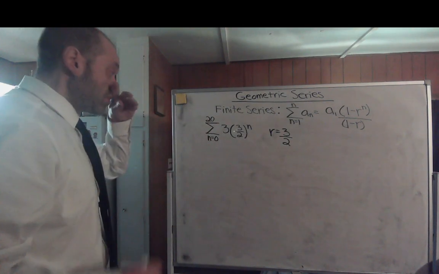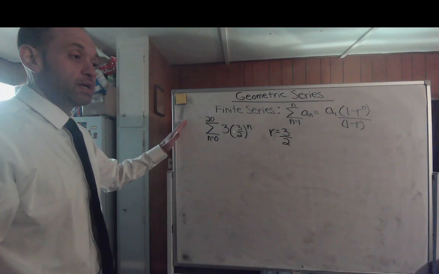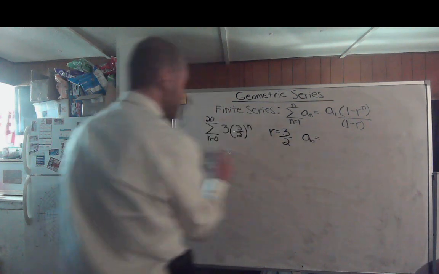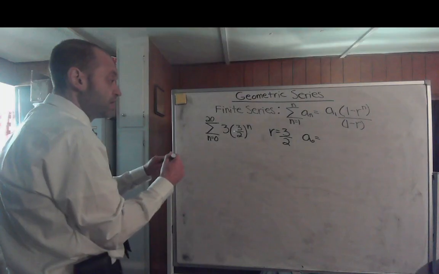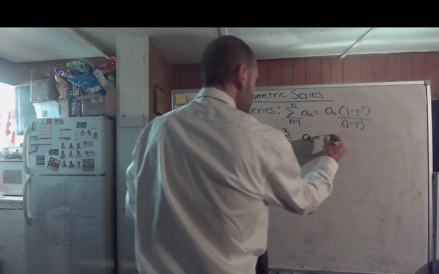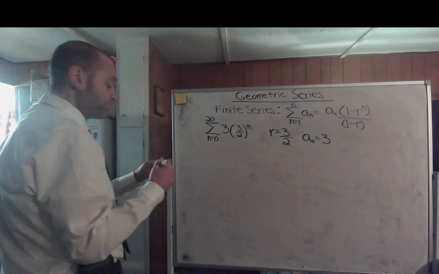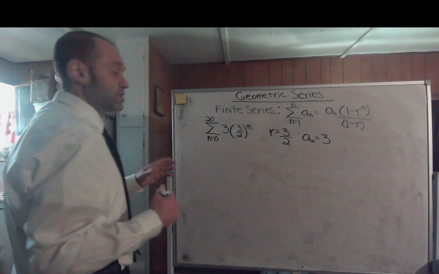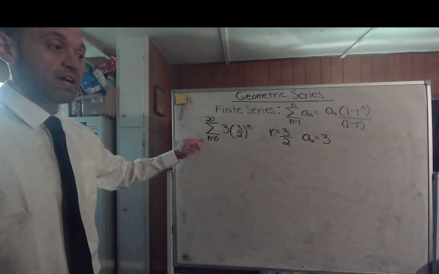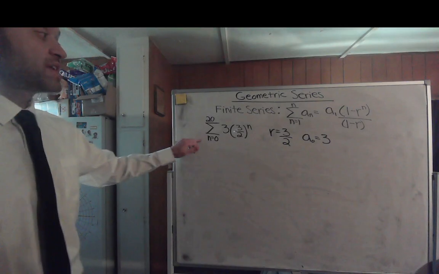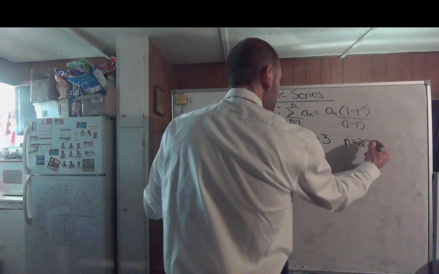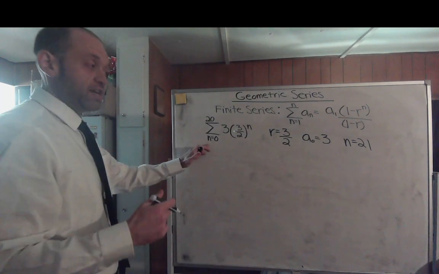Now, we're not going to find a sub 1, we're going to actually find a sub 0. A sub 0 is our first term since n equals 0. Well, 3 halves to the 0 power is still 1 times 3 is 3. So a sub 0 is 3. And then the number of terms, okay, so 20 minus 0 is 20, but you actually have to count that 0th term. So there's actually 21 terms. So the number of terms is actually going to be 21 since you have an extra term.